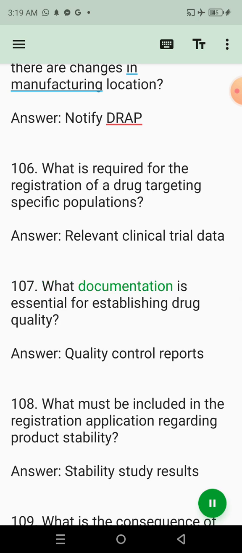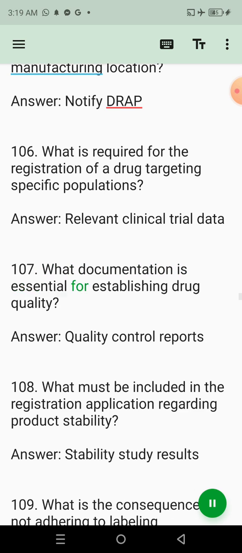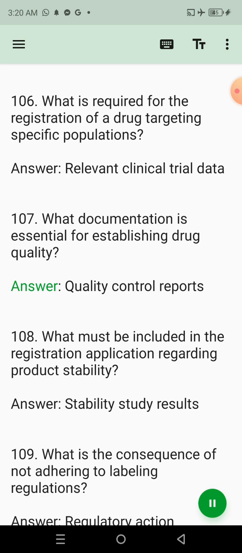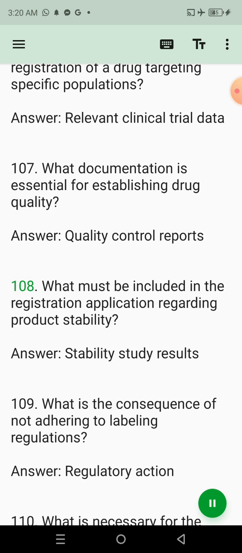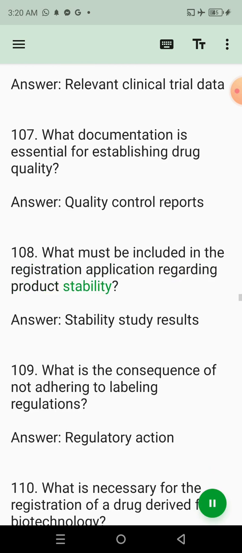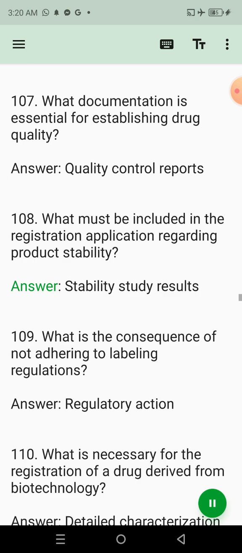107. What documentation is essential for establishing drug quality? Answer: quality control reports. 108. What must be included in the registration application regarding product stability? Answer: stability study results.